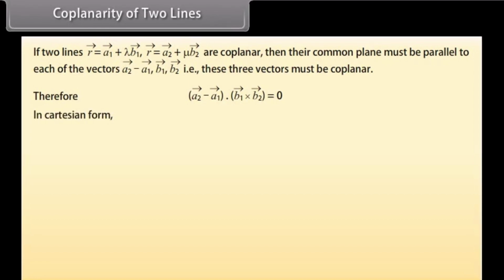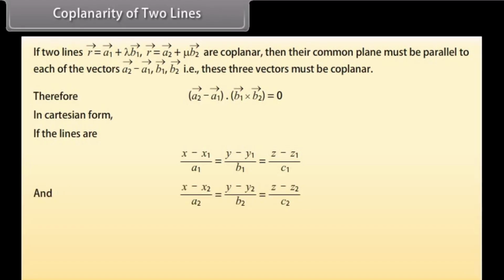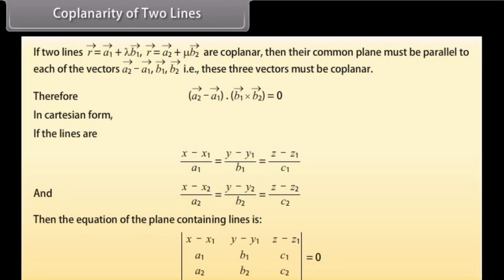In Cartesian form, if the lines are x minus x1 by a1 equals y minus y1 by b1 equals z minus z1 by c1 and x minus x2 by a2 equals y minus y2 by b2 equals z minus z2 by c2, then the equation of the plane containing the lines is the determinant, row-wise. First row, x minus x1, y minus y1, z minus z1. Second row, a1, b1, c1. Third row, a2, b2, c2, equals 0.